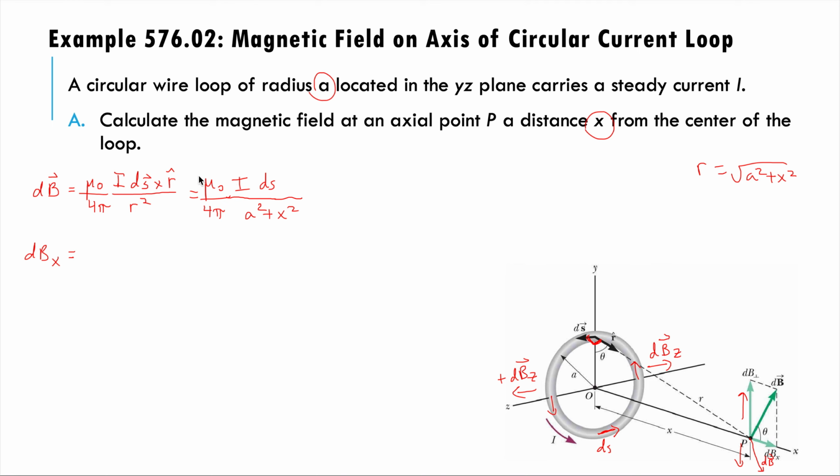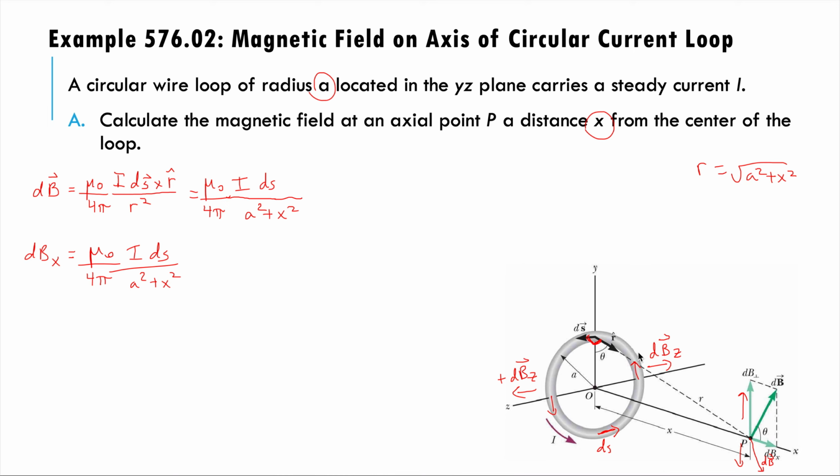Okay, so we obtain an expression for dB, and we can't integrate because all of the dBs are in different directions, but we realize we just need dBx. So I'm just going to find the magnitude of dBx. We already know the direction is along the x direction. Let's write an expression for dBx: mu naught over 4 pi I ds over a squared plus x squared, so this is all dB, and then we need to find a certain component of dB.